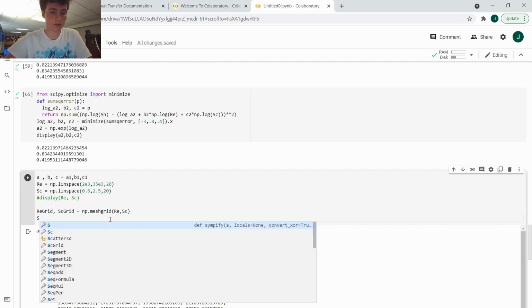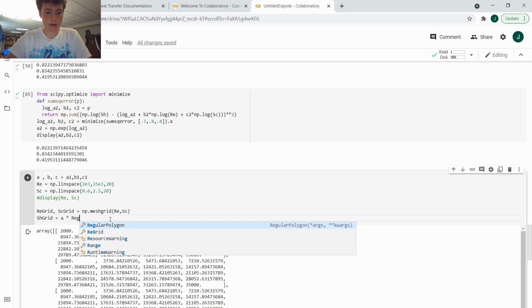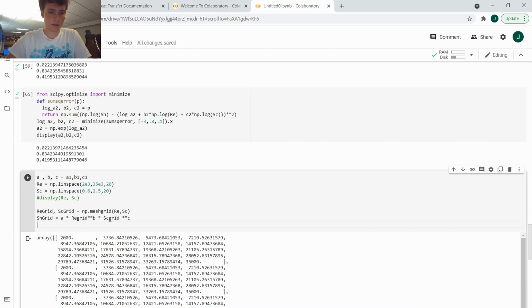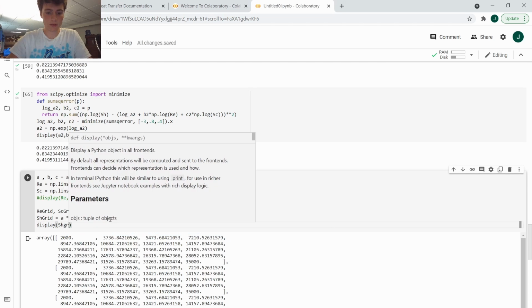So first now we have to calculate what the Sherwood number is. So Sherwood grid, it's what our model predicts, which was A times Reynolds grid raised to the B. And then we have Schmidt grid raised to the C. We can even display the Sherwood grid.